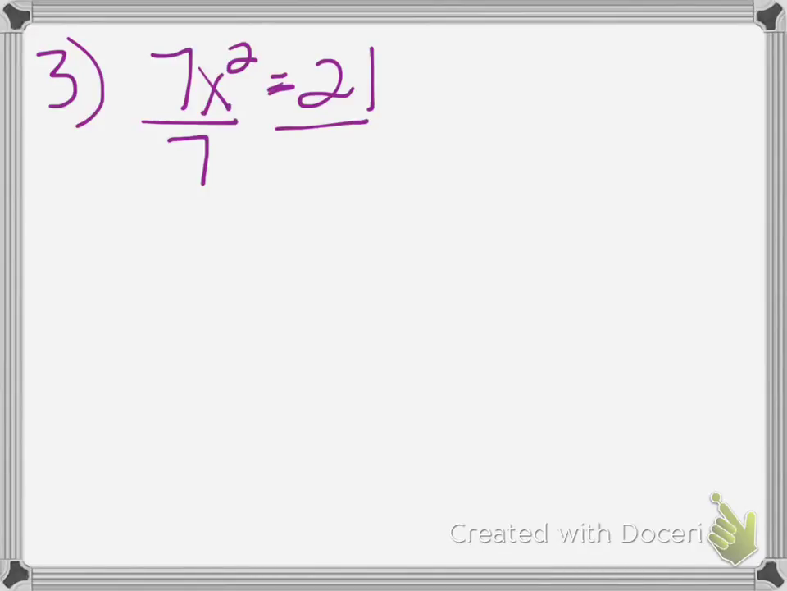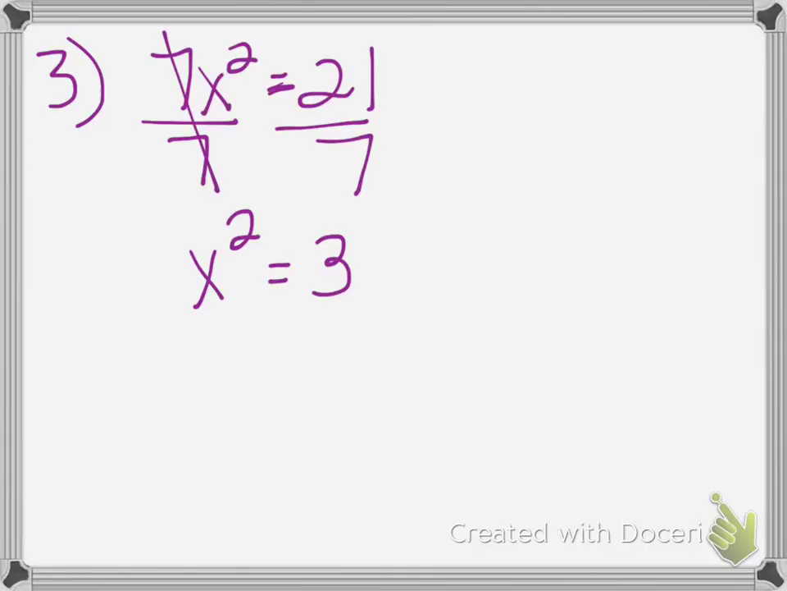So let's look at problem number 3, where I have 7x squared equals 21. Remember how I said that not only do you want to isolate your quadratic term, you actually just want to isolate the variable squared. Obviously my constant has already been moved over, so I'm going to go ahead and divide both sides by 7 here, okay? So then I'm going to get x squared equals 3.